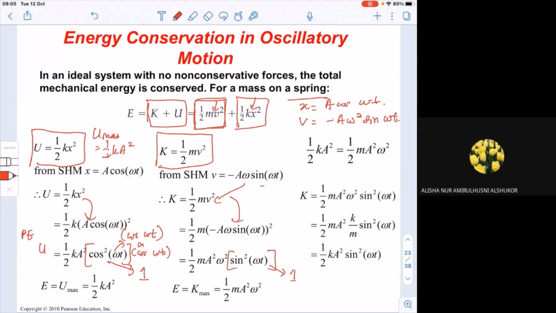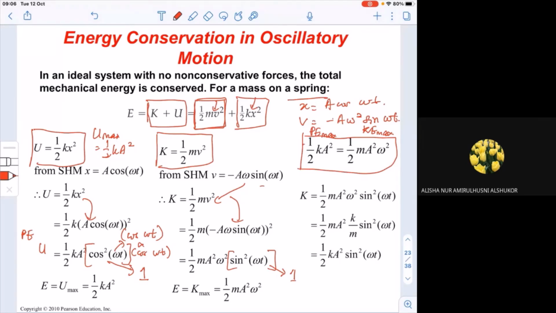The only thing left, which is the maximum kinetic energy, will be half mA square omega square. Okay? This one is PE maximum, and this one is KE maximum. So you can easily put that value: PE maximum is equivalent to KE maximum.